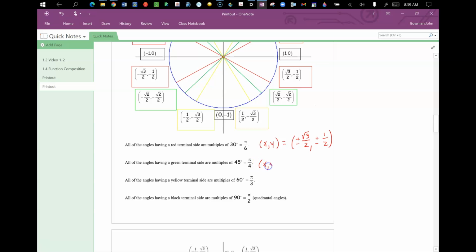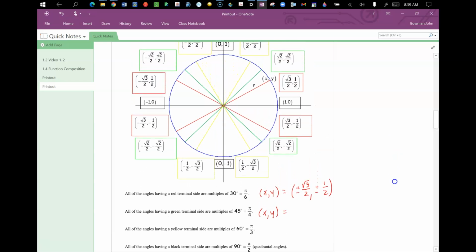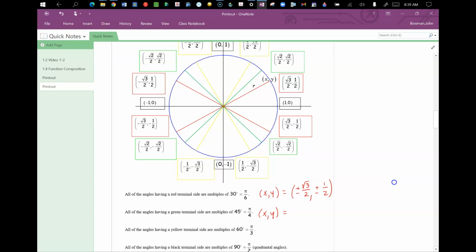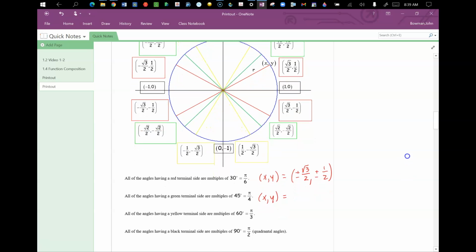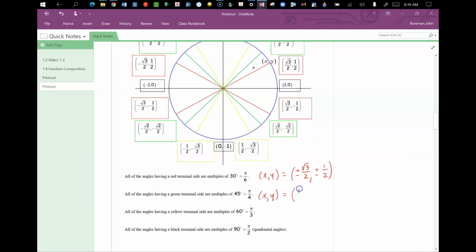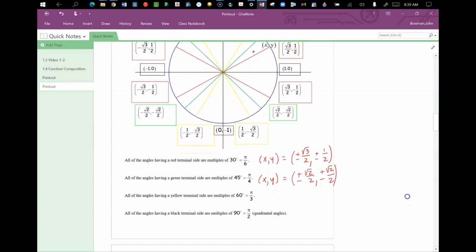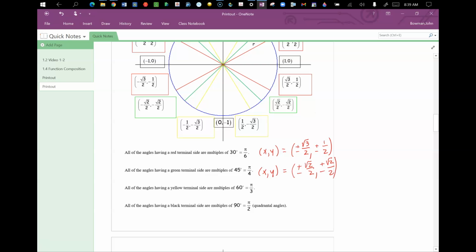If we have 45-degree angles or multiples of pi over 4, you'll notice them up there with the green terminal sides, and they all have a similar relationship as well. All the x coordinates are plus or minus root 2 over 2, and all the y coordinates are plus or minus root 2 over 2. And these all come from those special right triangles where we made the hypotenuse 1.